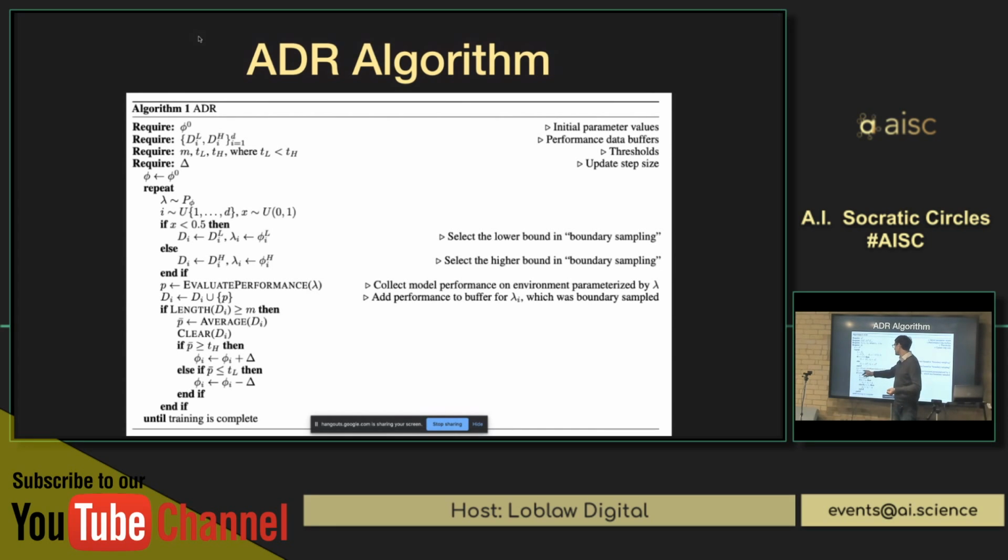And then you just evaluate the performance of your model, and you add this performance to your buffer. So this is the performance data buffer. Basically, you fix your dimension, you calculate how well you did, and, whether you're lower or higher, you just add it to the performance buffer.